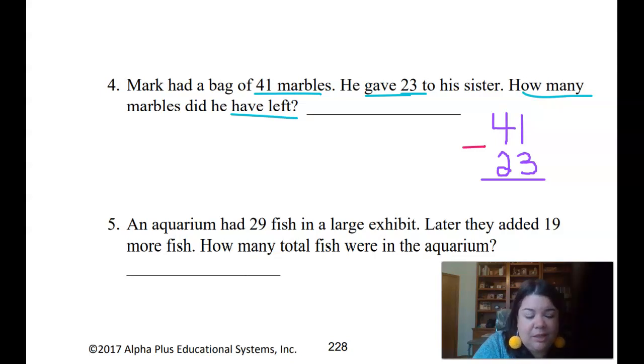Okay. So, can't take 3 from 1. So we're going to have to borrow. This is one of the ones we have to borrow. So now this becomes a 3. This becomes 11. So now we can take 3 from 11. So what is 11 minus 3? You can count backwards or you can count up from 3, however you like to do it. 3, 4, 5, 6, 7, 8, 9, 10, 11. Is that right? 8. Okay. 3 minus 2 is 1. So he had 18 marbles left after he gave some to his sister. That was nice of him.